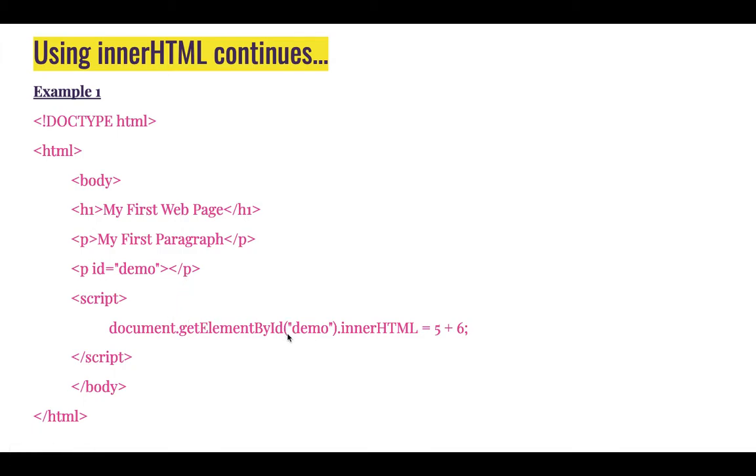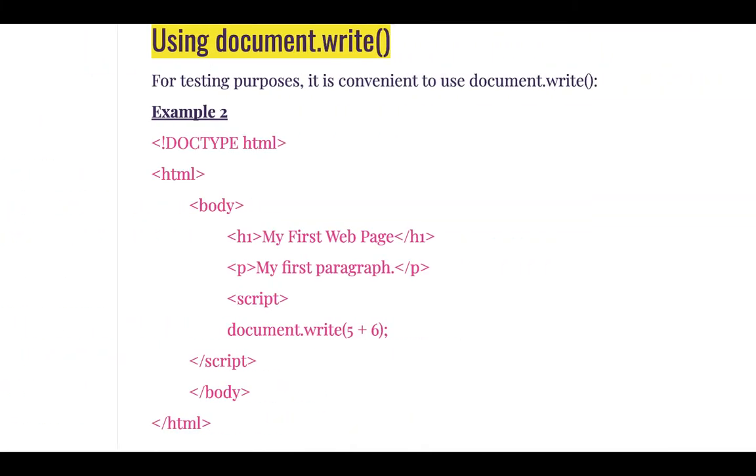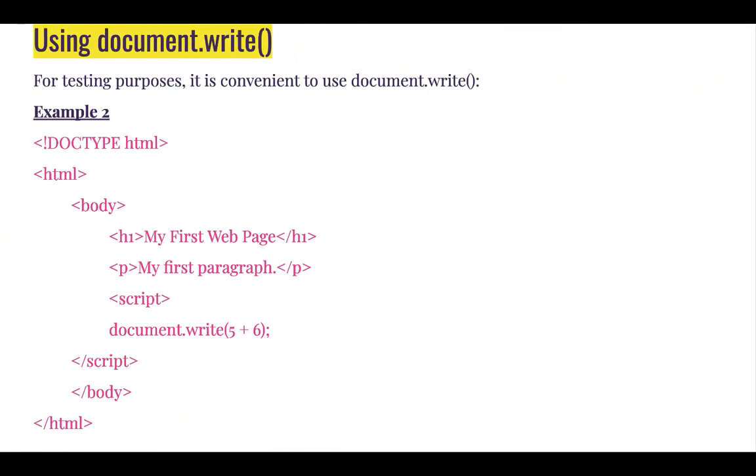document.getElementById demo is going to look for the element that has this particular ID, and then it will set the innerHTML property to 11. For testing purposes, it is convenient to use document.write.